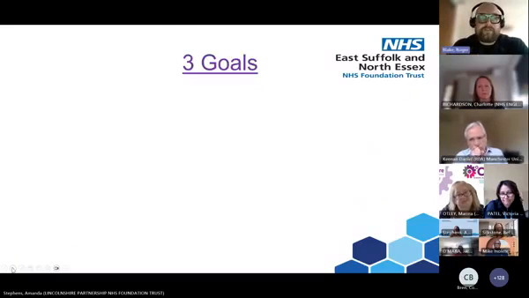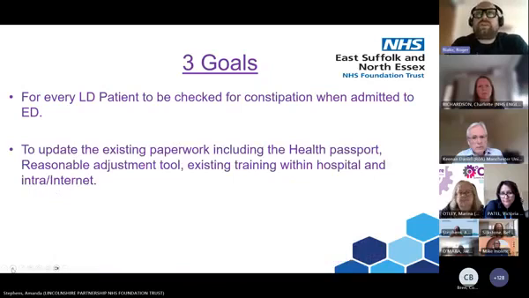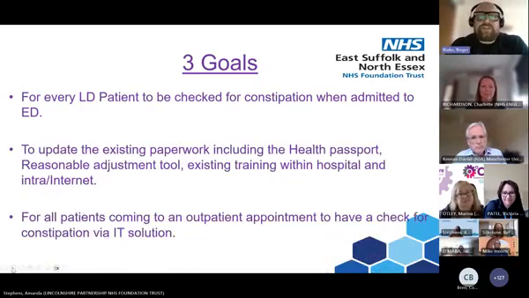So our project has three main goals. For every patient with a learning disability, we check for constipation when they're admitted to ED. And the way we did that was we changed our existing reasonable adjustment tool for ED, which is a little sticker with 5 questions on it, to add another question: has this patient been checked for constipation?